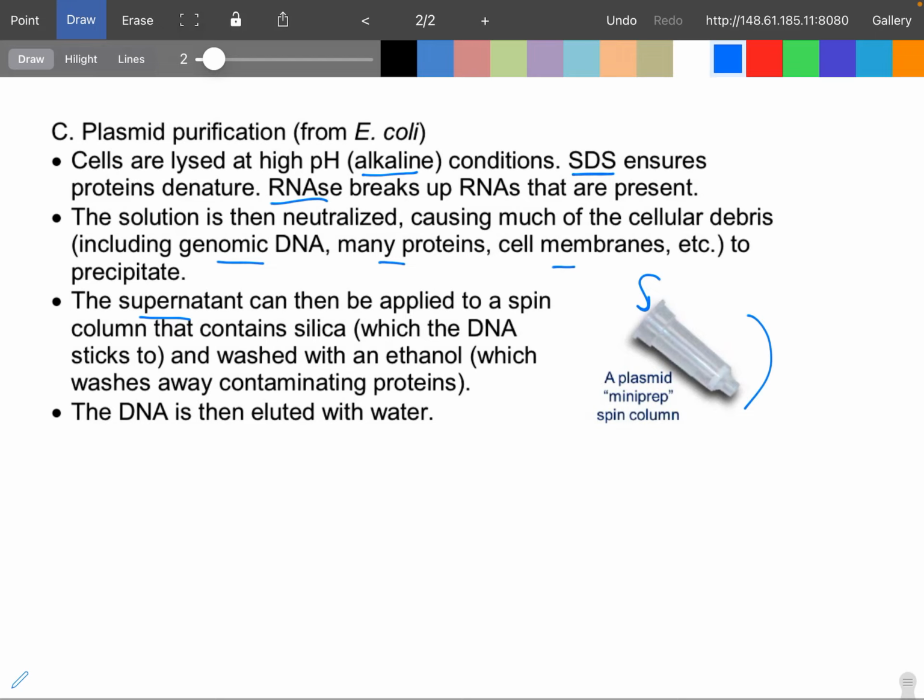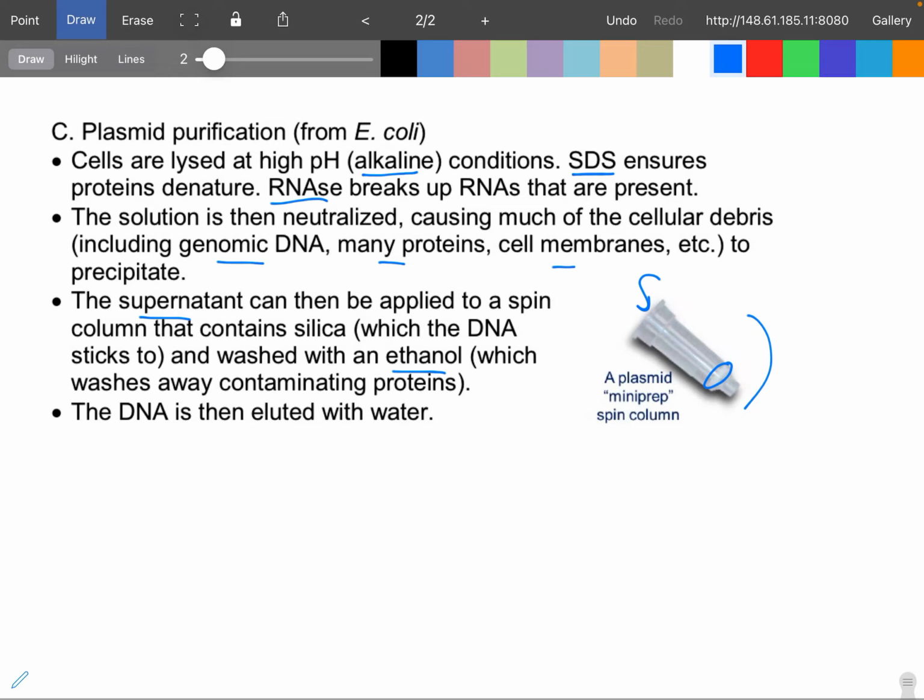And it contains a silica. This disc right here that you can sort of see is actually a silica disc, and the DNA will definitely stick to that. Think of all those phosphate groups. DNA and silica will have an interaction. And it's washed with ethanol.